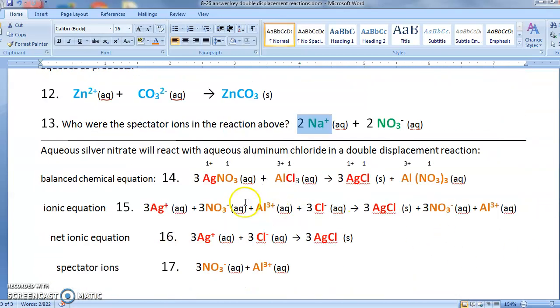More of the same in this reaction. We have aqueous silver nitrate. We learned silver's 1 plus. We learned nitrate's 1 minus, crisscross. The formula for silver nitrate is AgNO3. We had aluminum chloride. Aluminum is 3 plus. Chlorides are 1 minus, crisscross, AlCl3. What happens? The Ags bump into the Cls, and on the table we learned that they would precipitate out of solution. If we look up on the table, we would see that the Al(NO3)3 would remain in solution.